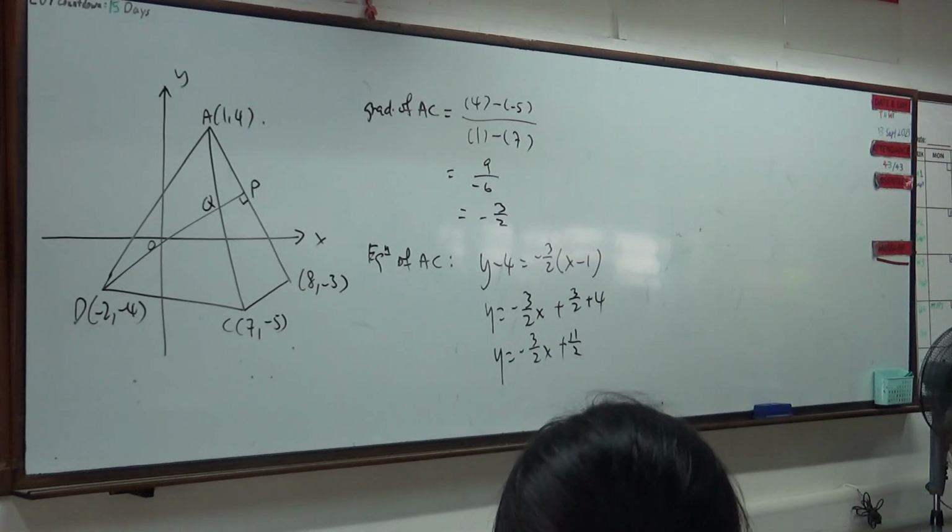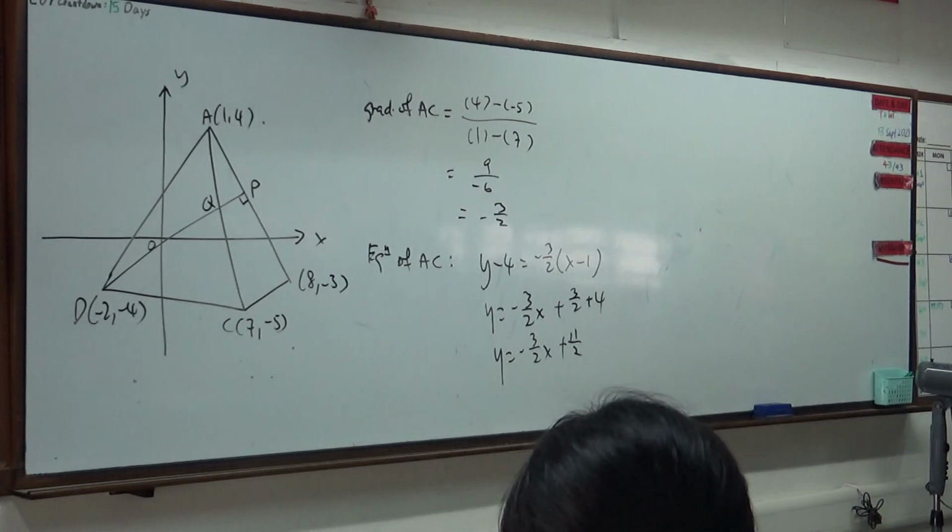Are we clear? But that's 2 marks outside now. Why? Because it's an E-maths question. Can you see it now? Okay. Next one. Find the coordinates of Q.